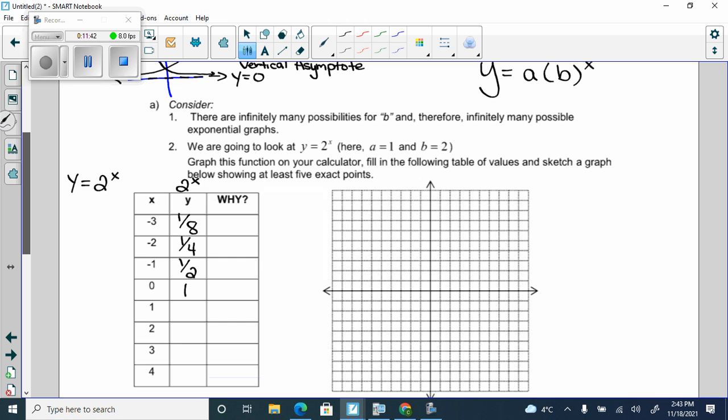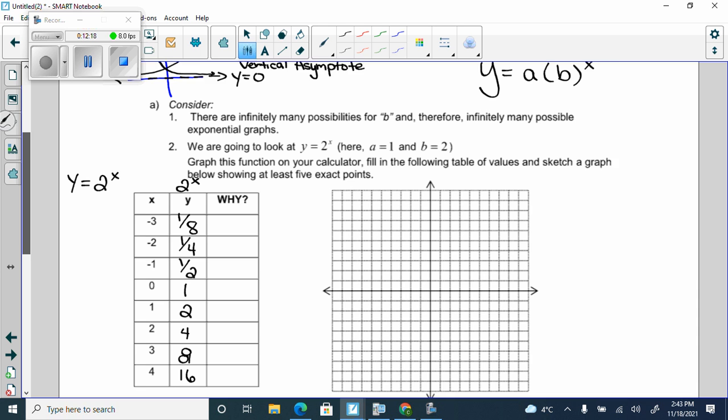Then 2 to the 1? 2. 2 to the 2? 4. 2 to the 3? I don't know why I just wrote 9. Heard you, agreed with you, and wrote the number 9. And then 2 to the 4? 16. So is this an increasing exponential or decreasing? Increasing. It's starting really, really small, close to the x-axis, and then going, shoop, as my x's are getting bigger, my y's are getting bigger. Correct? So it's an increasing exponential.